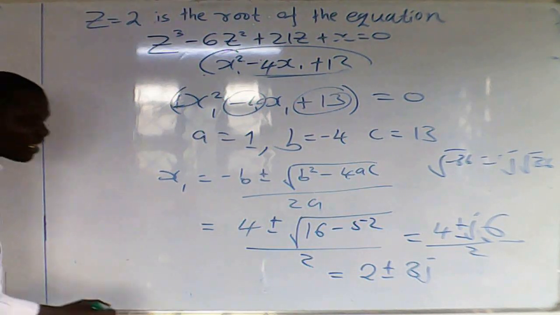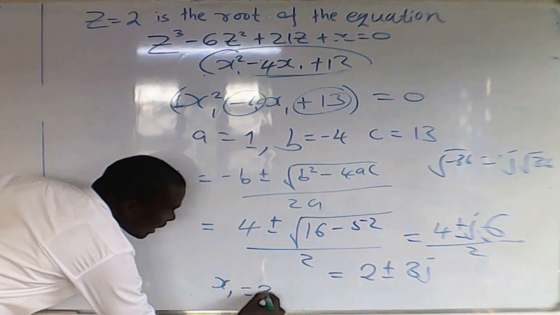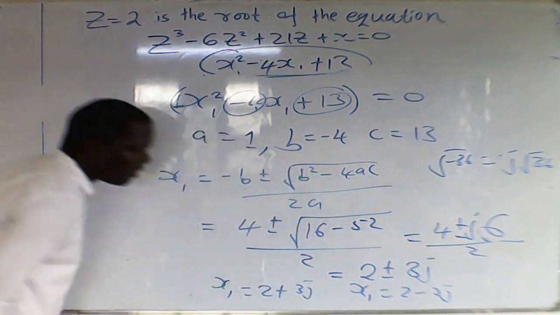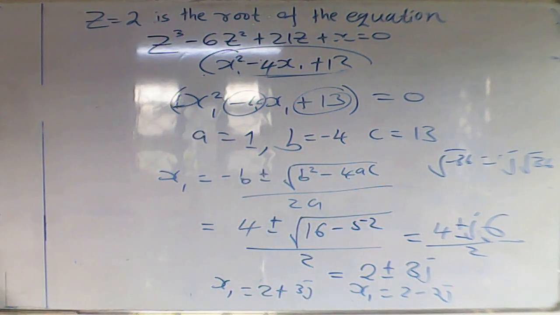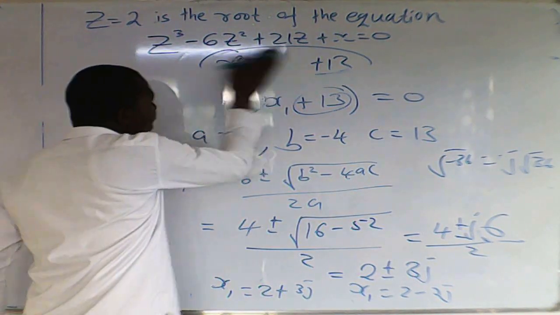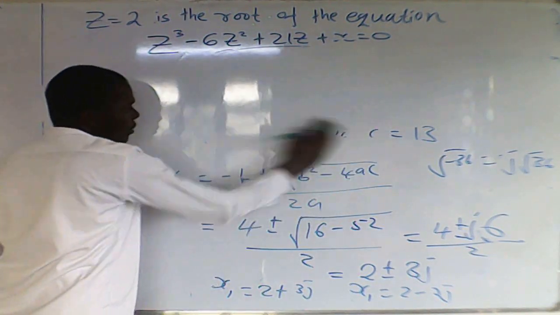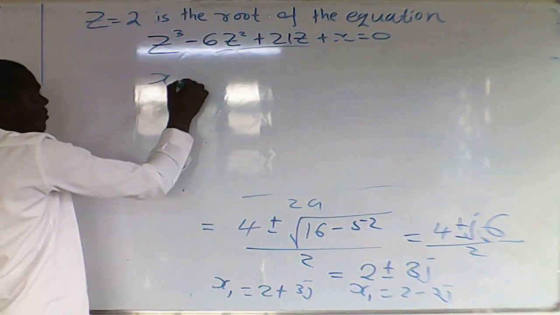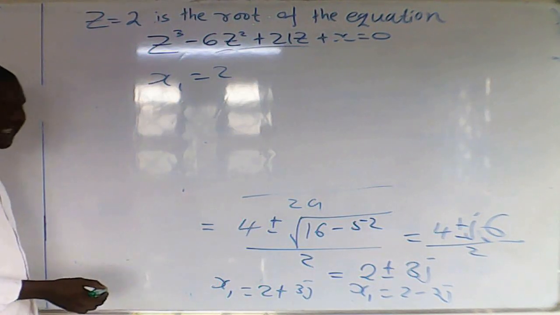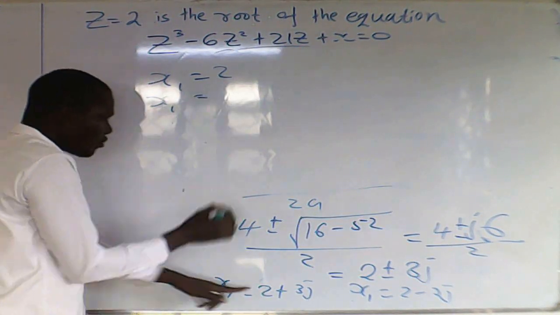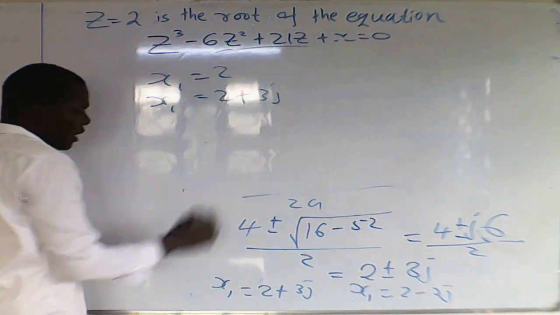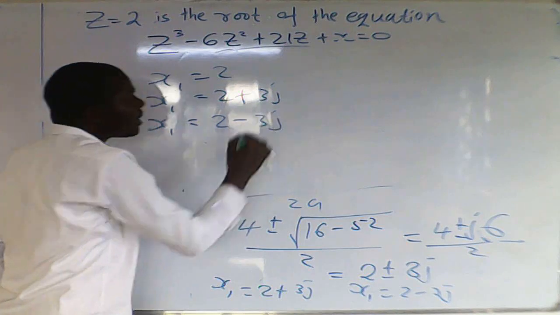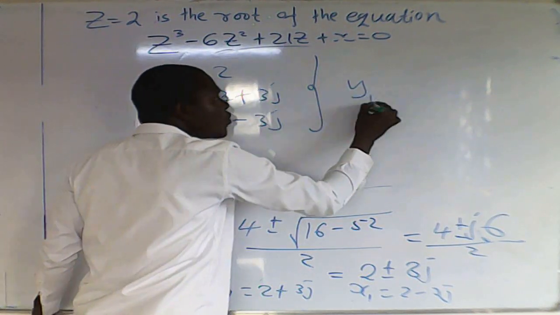So what are the other roots? The first root, x1, is 2 plus 3j, and the other root, x1, is 2 minus 3j. Are you together? So you found the other values of x1. The first value of x1 you found was equal to 2, isn't it? The second value of x1 you found is 2 plus 3j. The third value of x1 you found is 2 minus 3j, and you found all these values when y1 is equal to 0.